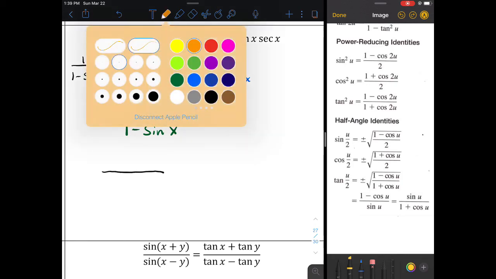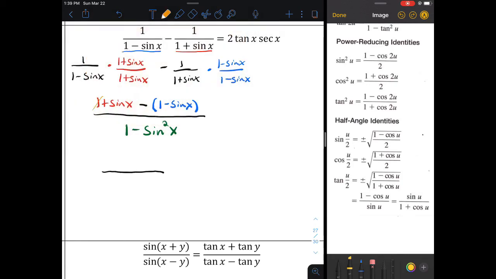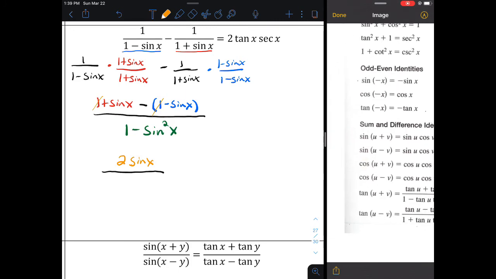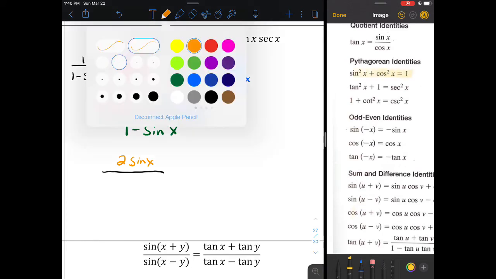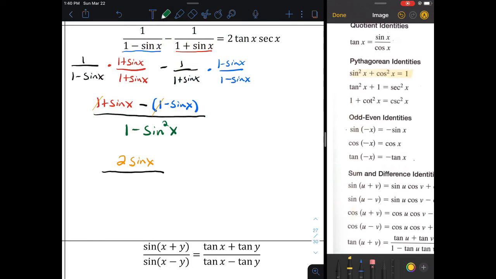And so when I do that, let's see, the 1's are going to cancel. And then I'm going to be left with 2 sine x up here. And 1 minus sine squared. All right, that should look familiar. And in fact, it's a Pythagorean identity, because sine squared plus cosine squared is 1. So if I subtracted the sine squared to the other side, I would see that 1 minus sine squared makes cosine squared x.